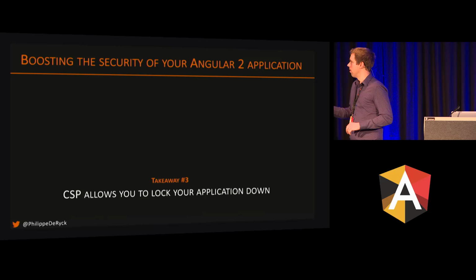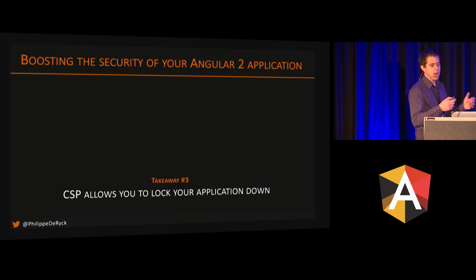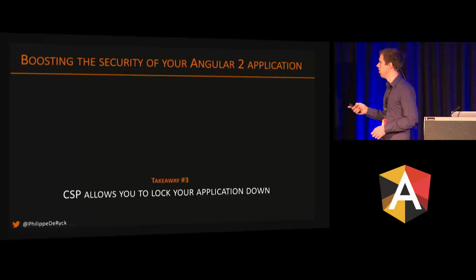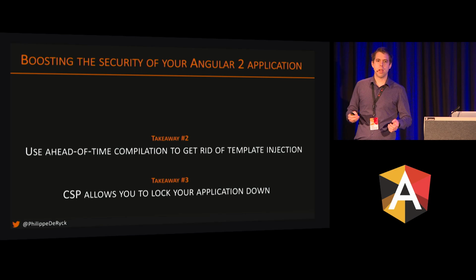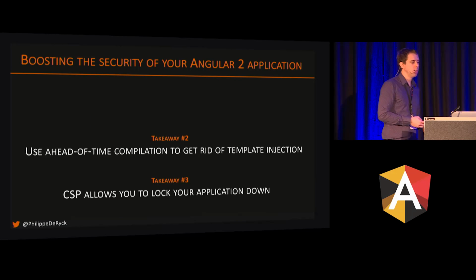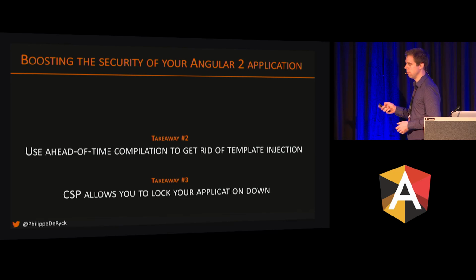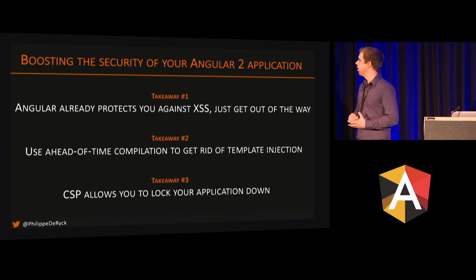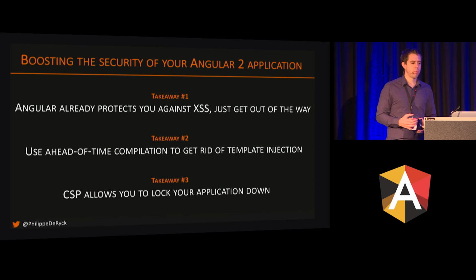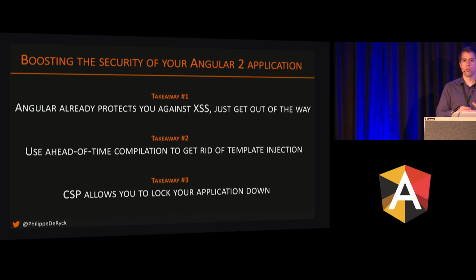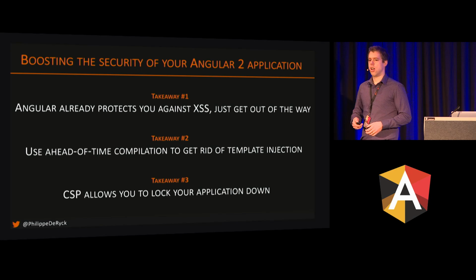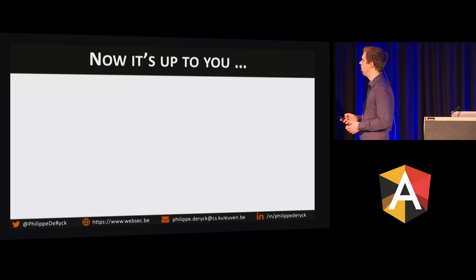Brings me to the conclusion. Takeaway number 3, CSP, very powerful, lock your application down, essentially the sprinkler system against the fire, in this case, a cross-site scripting vulnerability. Takeaway 2, ahead of time compilation gets rid of template injection attacks and makes your app a lot faster and smaller, which is a very good thing. And takeaway number 1, Angular does a very good job in protecting you against cross-site scripting. The only thing you need to do is get out of the way and don't shoot yourself in your foot, essentially. That was the main message of my talk here today.